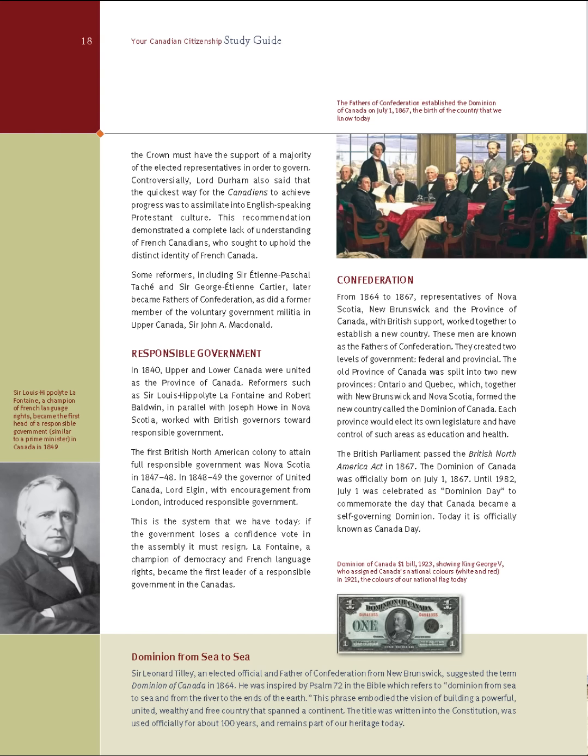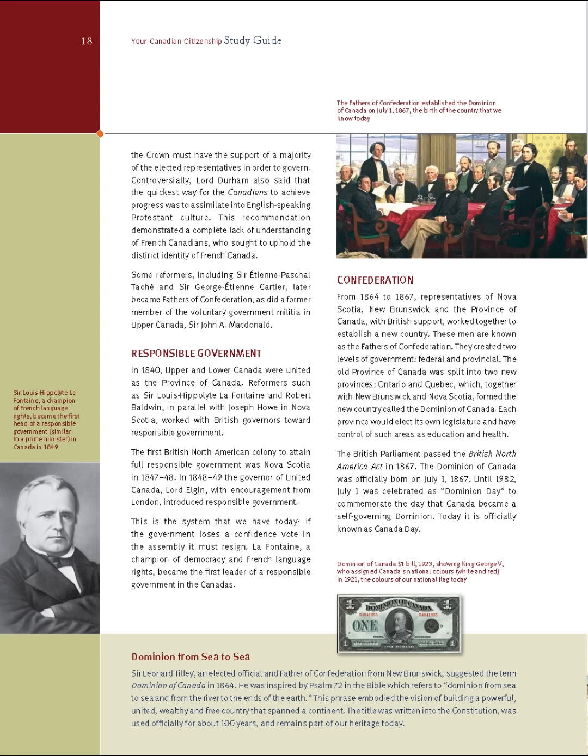Confederation. From 1864 to 1867, representatives of Nova Scotia, New Brunswick, and the Province of Canada, with British support, worked together to establish a new country. These men are known as the Fathers of Confederation. They created two levels of government, federal and provincial. The old province of Canada was split into two new provinces, Ontario and Quebec, which, together with New Brunswick and Nova Scotia, formed the new country called the Dominion of Canada. Each province would elect its own legislature and have control of such areas as education and health.